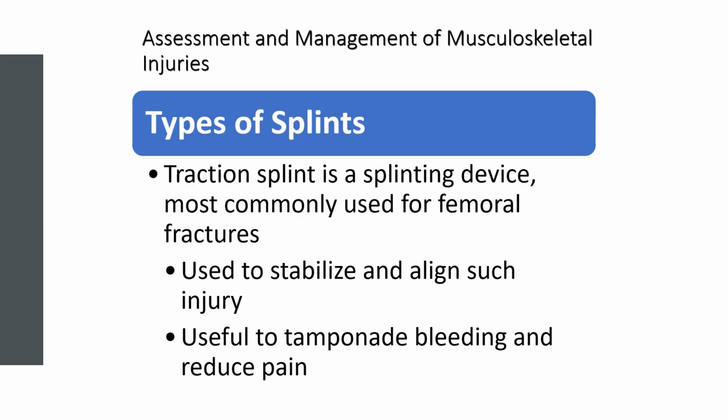Traction splints, once again, the ones that we tend to see the most in EMS are going to be either the Sager or the Hare. We've had some practice using these in class during lab in the past, so I'm not going to spend an excess amount of time on the actual application. That's more of a lab activity, but we'll talk about why it's such an important thing to do, and it's really used to stabilize and align the injuries, particularly with things like the femur.